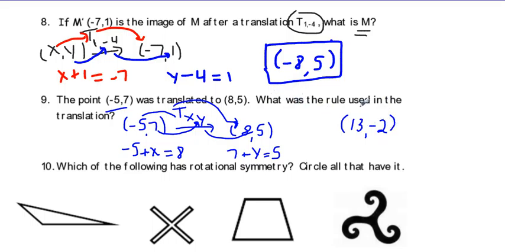Actually, most kids do just this. Is that what I'm looking for? Was I looking for an ordered pair? No. Let's take a look. I just did what most kids did. I'm looking for the rule.